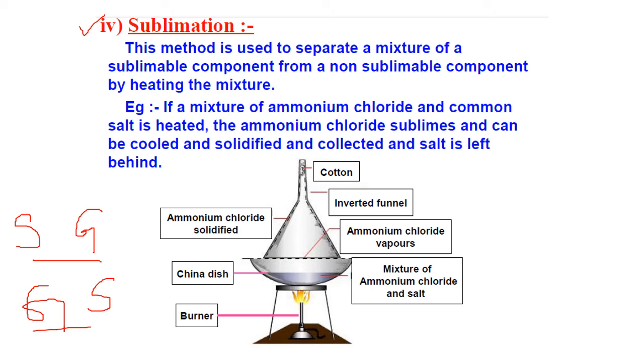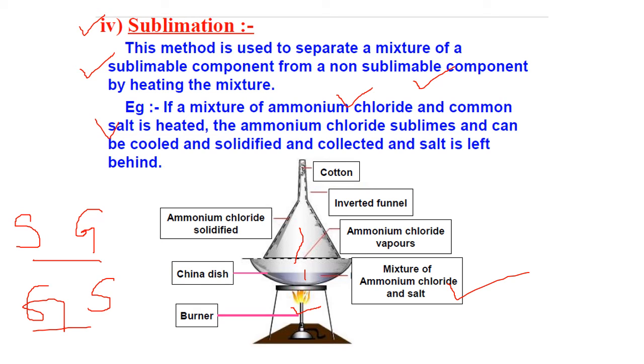This sublimation process can be used when there are two components, one which can sublime and one which cannot. For example, they have taken a mixture of ammonium chloride and common salt. This china dish contains the mixture of ammonium chloride and salt. When you heat it under the burner, ammonium chloride can sublime, so directly from here it will be converted into vapors.